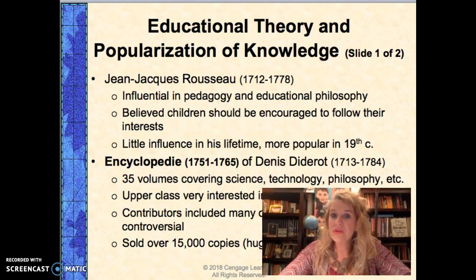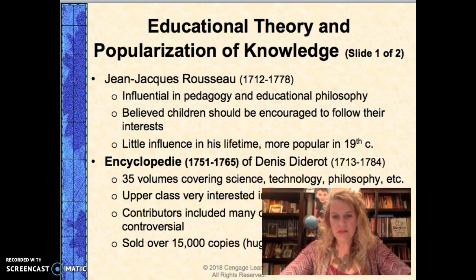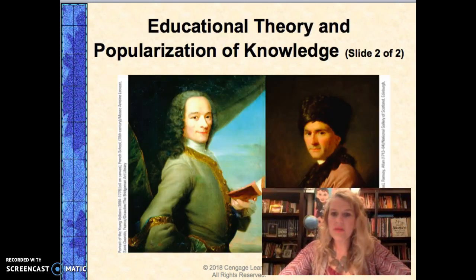Okay, then we have educational theory and popularization of knowledge. We have Rousseau. The Encyclopedia was written in France and had 35 volumes, and this hunt and thirst for knowledge and truth was really beginning to take off. Okay, ideals of the Enlightenment: reason, liberty, and happiness. Reason, humans' highest gift; liberty, personal freedoms to do or say anything not harming another; and happiness, accessible here and now; and progress, inevitable improvement.